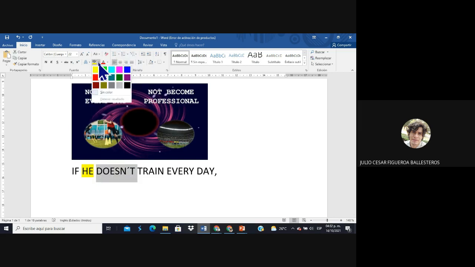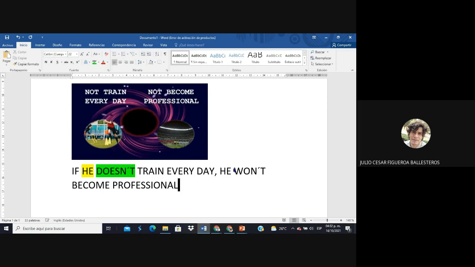Can you see it? Doesn't is for the negative. So it's not necessary to repeat not. No, it's not necessary because I have doesn't. Doesn't is my negative, and that's all. If he doesn't train every day, remember the action is for he. He again, he won't become professional. Can you see it? I have here the future won't, and if you check in yellow color, the action and the consequence is for the same person. It's important to do it. Well, let's keep on going.